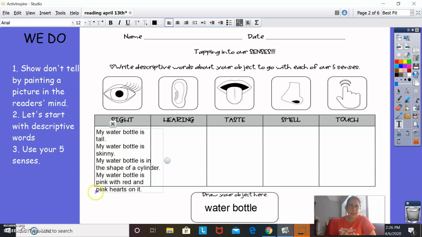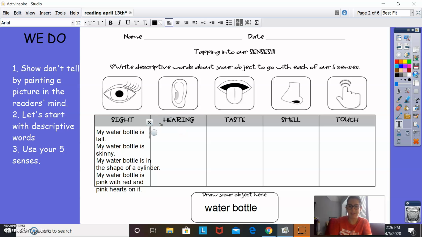And do you notice how I ran out of room in my box, but I just kept writing further down, and that's okay. So now let's think about how I could describe my water bottle by my sense of hearing. How do I do that? Oh, my tapping made me think of an idea. I can tap my water bottle, and it sounds loud.